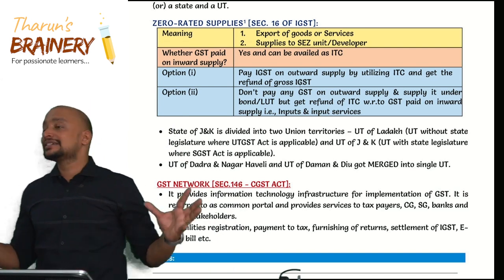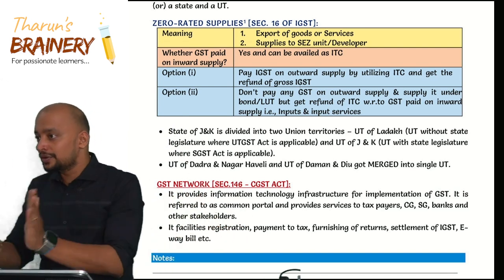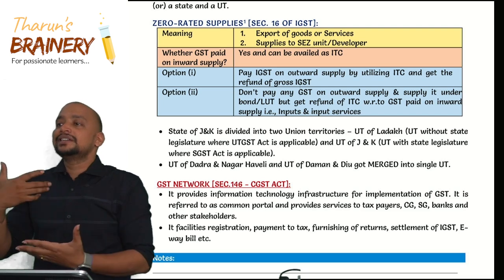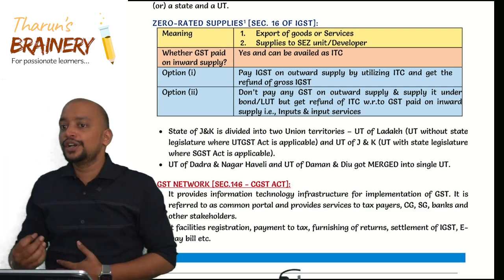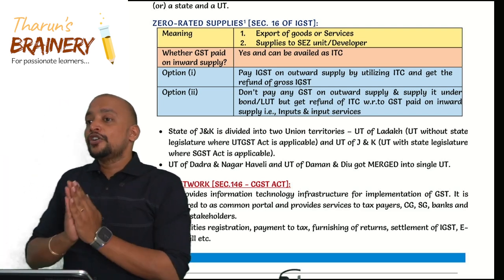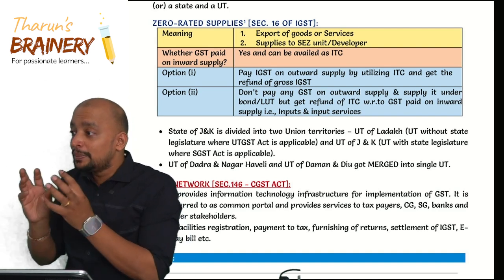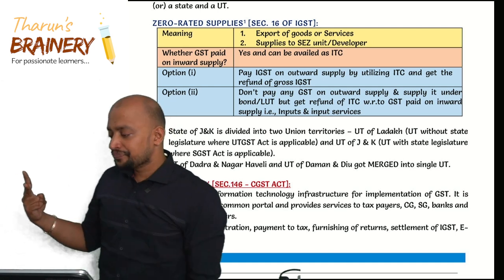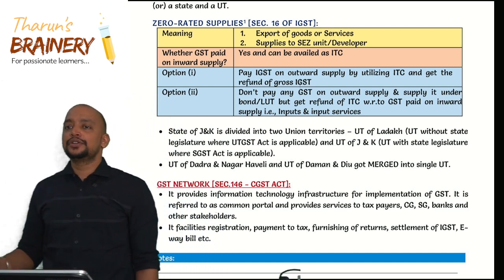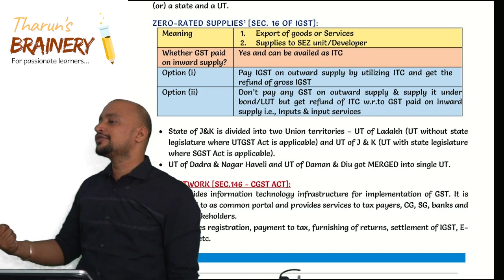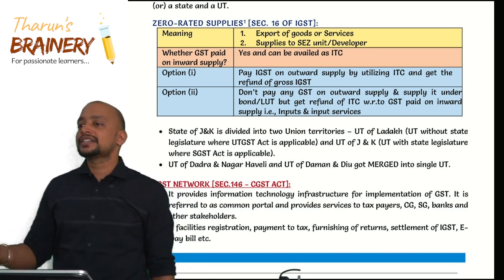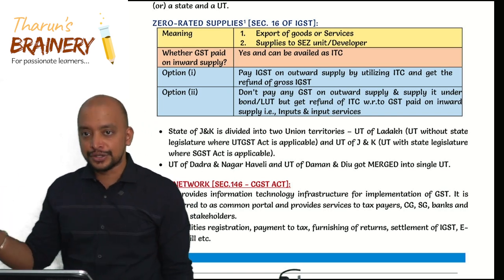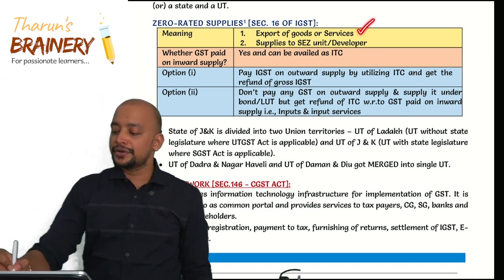Zero rated supplies does not mean the rate of GST is zero, not that. The burden of GST will become zero. That is only known as zero rated supplies. Not the rate is zero, but the burden will become zero. Why the burden will become zero? So there are two supplies which are considered as zero rated supplies. What are they? Export of goods or services, supply of goods or services to special economic zone. These two are considered as zero rated supplies.